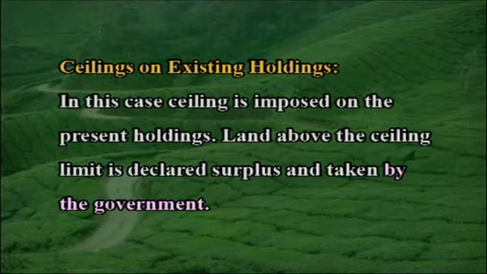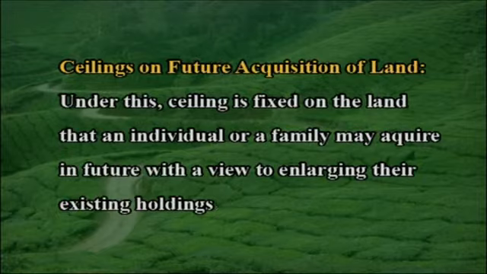Ceiling on land holdings is of two kinds. They are ceilings on existing holdings and ceilings on future acquisition of land. Ceilings on existing holdings. In this case, ceiling is imposed on the present holdings. Land above the ceiling limit is declared surplus and taken by the government. Ceilings on future acquisition of land. Under this, ceiling is fixed on the land that an individual or a family may acquire in future with a view to enlarging their existing holdings.